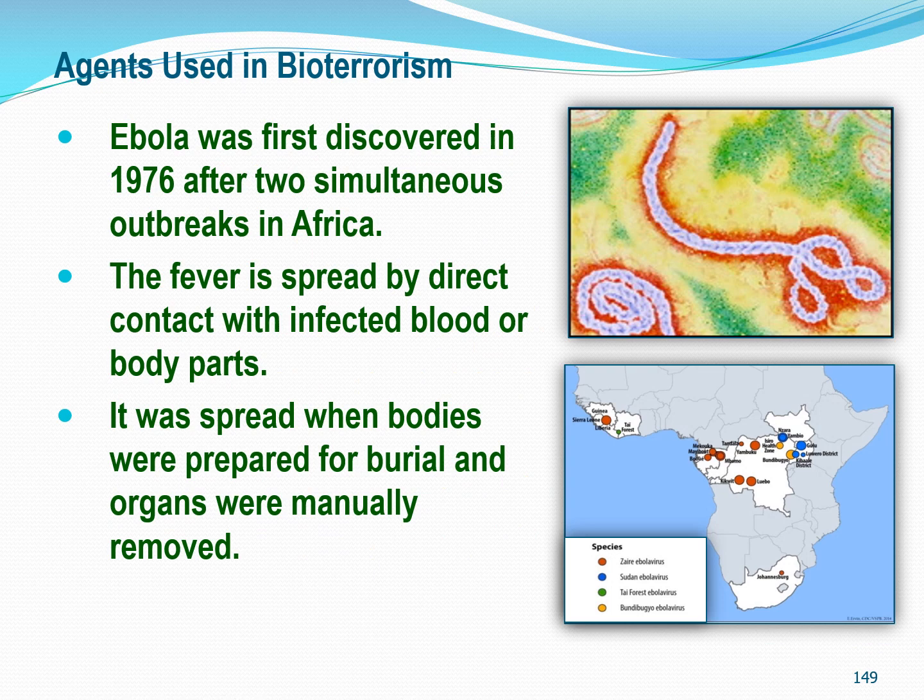Ebola was first discovered in 1976 after two simultaneous outbreaks in Africa. The fever is spread by direct contact with infected blood or body parts. It was spread when bodies were prepared for burial and organs were manually removed. That top picture to your right shows you the Ebola virus, and then down at the bottom to the right are areas of Africa where we had outbreaks of Ebola.